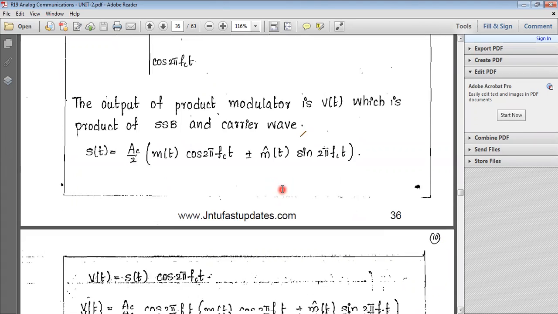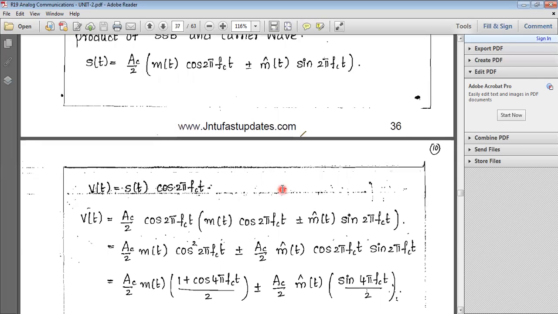Now you calculate V of t. What is V of t? V of t is the output of the product modulator, which is nothing but S of t into the carrier signal. So you can write it as S of t into cos 2 pi fct.